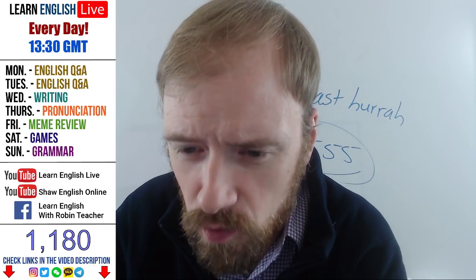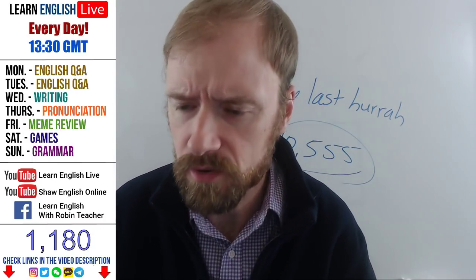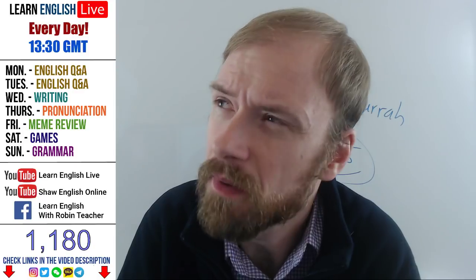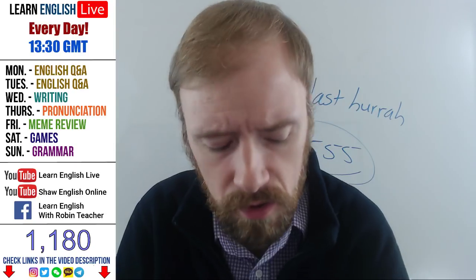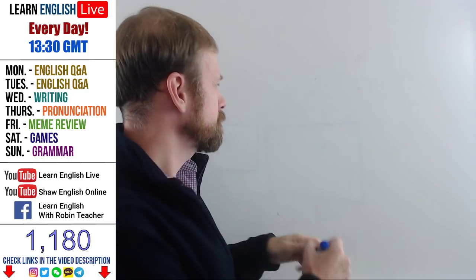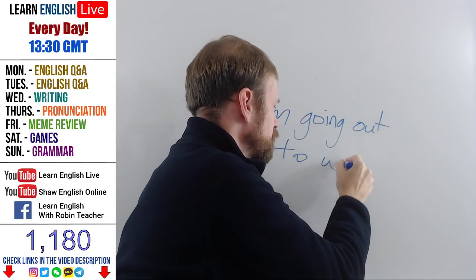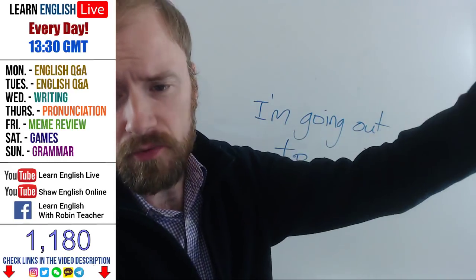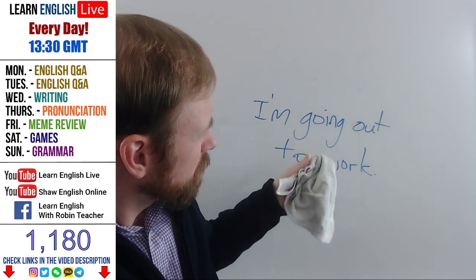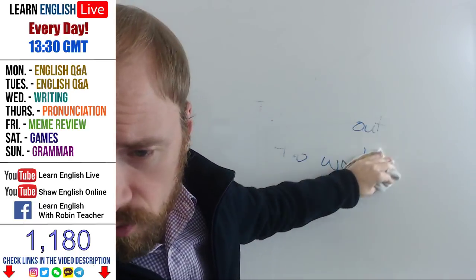Lewis, is "I am out to work" the same as "I am out for work"? Both of those sentences are a little awkward to me without context. I am out to work. I don't know where someone would say I'm going out to work. Usually we say I'm going to work. It is possible, I guess, someone might say I'm out to work, but it's a very awkward sentence. We would just say I'm going to work.